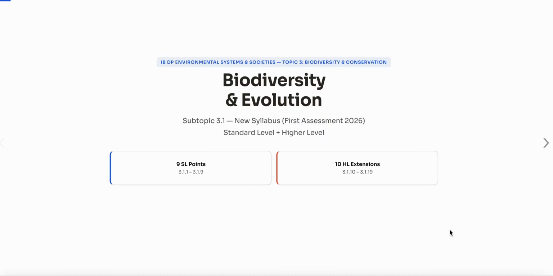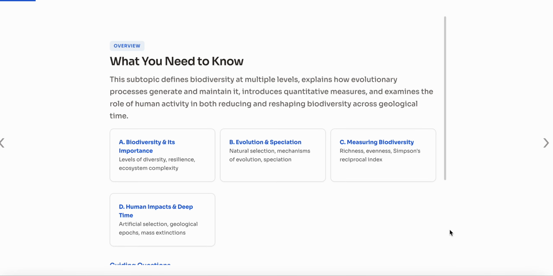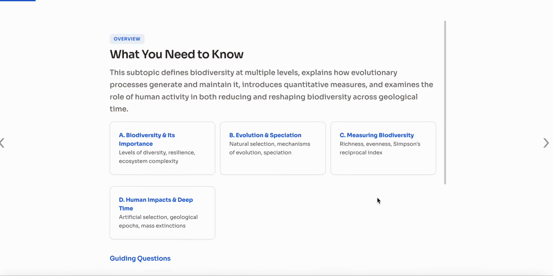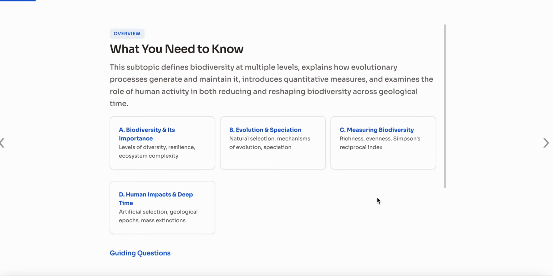Now let's start with 3.1. In this subtopic, we are going to understand the definition of biodiversity, its different types, and we are also going to see how the evolutionary process generates biodiversity, what are the different quantitative measures which we have, and what is the role of human activity in both reducing and reshaping biodiversity across geological time.